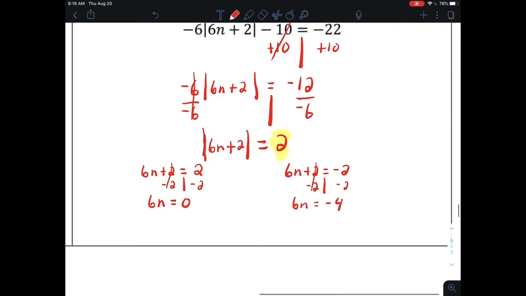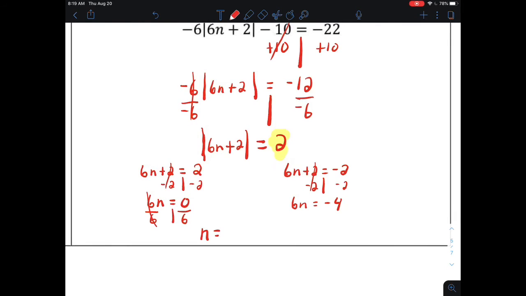And lastly, we divide by the 6. So this left side, n equals 0 divided by 6 is 0. Some people get tripped up on that. And the second expression, I divide both sides by 6. And we have n equals negative 4 over 6, which both of those are even numbers, so I could divide them by 2, negative 2 thirds.